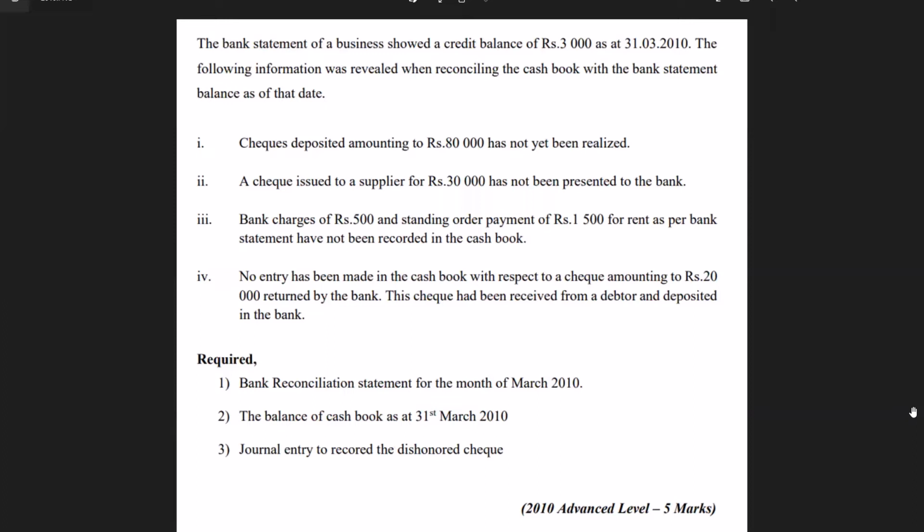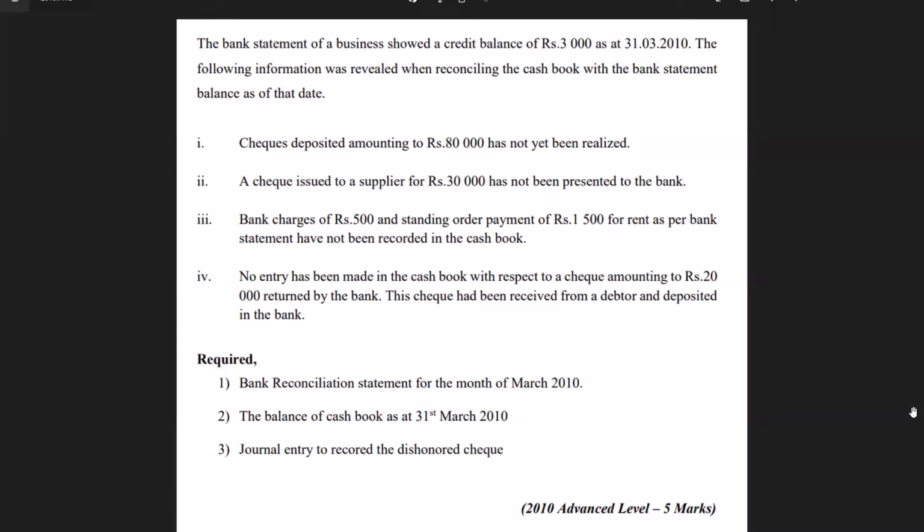Next, bank charges 500,000 and standing order payments of 1,500 for rent. These are not yet recorded in the cash account. So when we are adjusting our cash account, we have to consider these reasons. We call these reasons omissions.